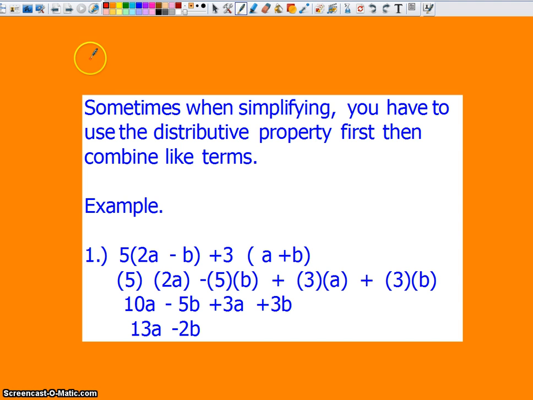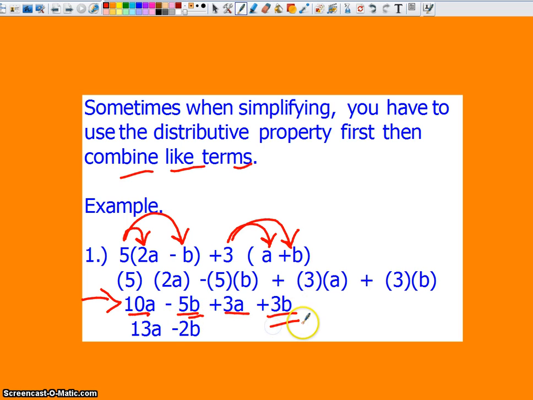Sometimes you're going to distribute and then have to combine like terms afterwards. We're going to take 5 times 2a minus b. 5 times 2a takes you to this line here. 10a minus 5b. Then you also distribute the 3 because it's touching parentheses, so they get plus 3a plus 3b. Then you go through and you combine your like terms. 10a plus 3a is 13a. Negative 5b plus 3b is negative 2b. And this is your final answer.